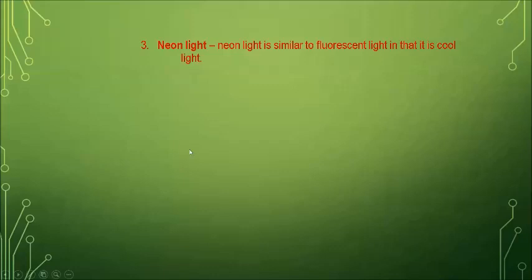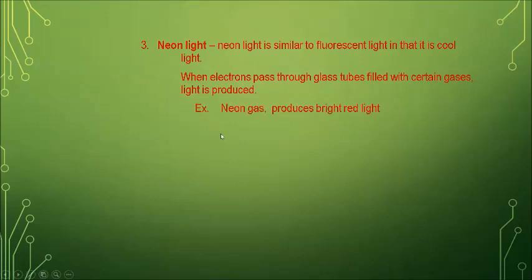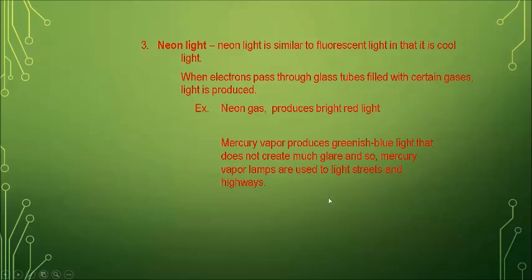Next we have neon light. A neon light is similar to fluorescent light, but it is a cooler light as compared to fluorescent light. That is why in most streets and highways, neon light is used. But in producing neon light, various gases are used, for example neon gas. Neon gas produces bright red light, mercury vapor produces greenish blue light, and sodium vapor gives off bright yellow-orange light. Some gases, like mercury and sodium vapor, produce less glary lights as compared to neon, so these are the ones more used in street lighting and highway lighting. So that's the neon light.